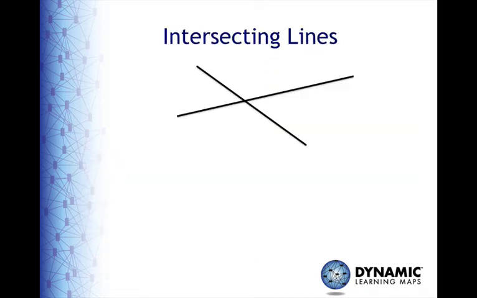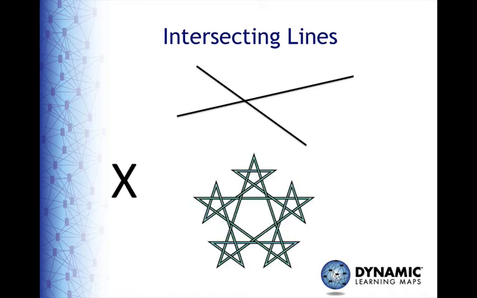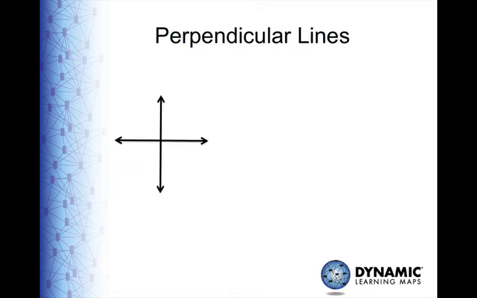Here we have intersecting lines, which are two lines that pass through the same point. Intersecting lines can be found in the letter X and in this pattern of intersecting lines. Finally, we have perpendicular lines, which form square corners or right angles. Look at these two lines. You can see that where they meet forms right angles. And here we have line segment AB that is perpendicular to line segment CD.